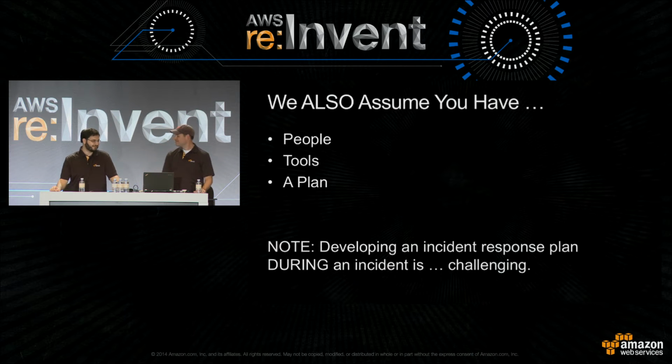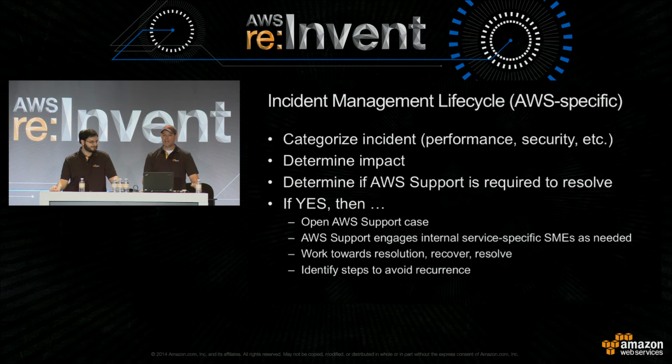So what else do I need? Well, we assume that you also have people, tools, and a plan associated with incident response. And it's probably going to be a good idea to have those things in place before you actually incur an incident. I don't want to just develop it on the fly? Maybe not. But let's talk about an incident management lifecycle specific to AWS.